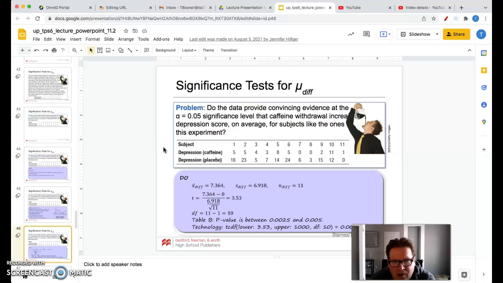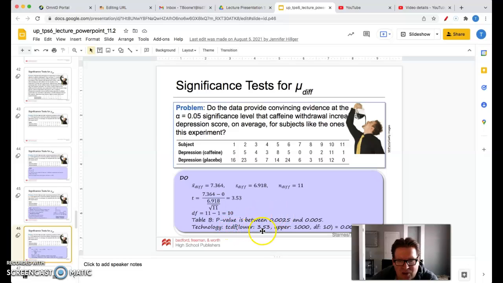All right, the do part. Again, I'd use the technology on this. If we took the differences here and found the mean and standard deviation, this is what you'd get. And we had 11 of them, so that was our sample size. If you did the t-score this way with degrees of freedom, you could go to the table, but that table just gives you an in-between. I like using the technology.